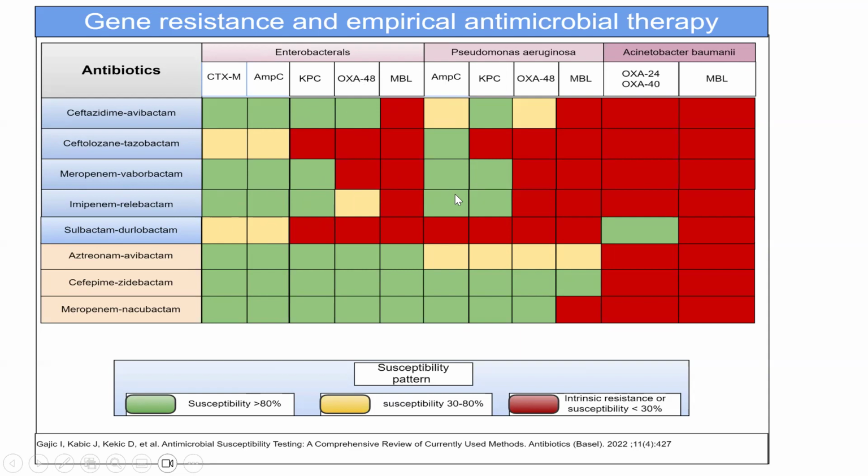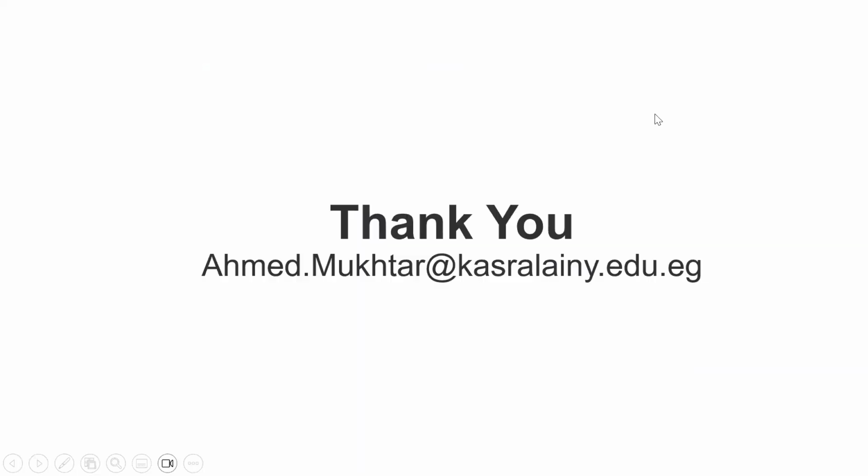Imipenem-relebactam is mainly used for carbapenem-resistant Pseudomonas and Pseudomonas that are secreting AmpC. And lastly, sulbactam-durlobactam is used mainly for Acinetobacter, as we said before, because it has a potent effect on the OXA-24 and OXA-40. Thank you.